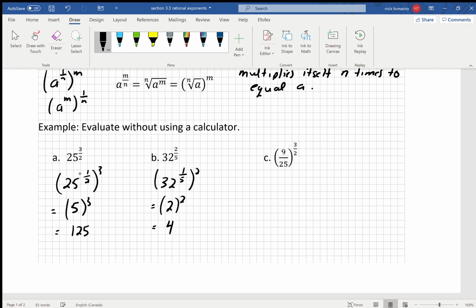Okay, now when we have a fraction, we're just going to break it up, and we're going to apply the exponent to the numerator and to the denominator. So we have 9 to the 3 over 2 divided by 25 to the 3 over 2.